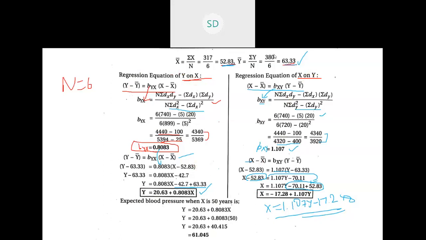Okay, so any doubt until here in this problem? Any part of it you want me to explain again?